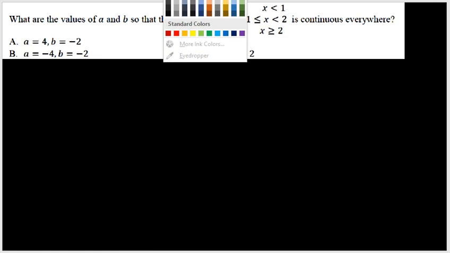The second question: what are the values of a and b so that the function you see here is continuous everywhere, meaning on the set of real numbers? The function is a piecewise function. Three functions are there: for x less than 1, for x between 1 and 2, and for x greater than or equal to 2.